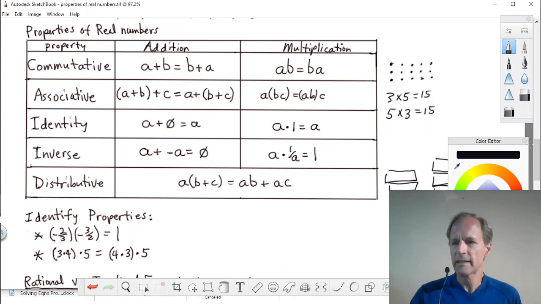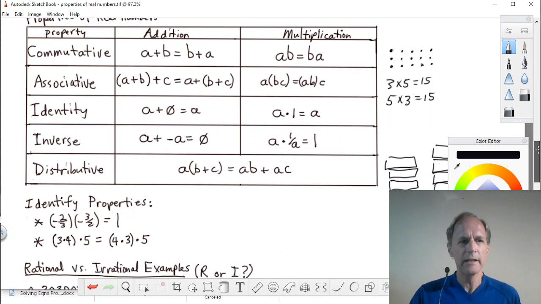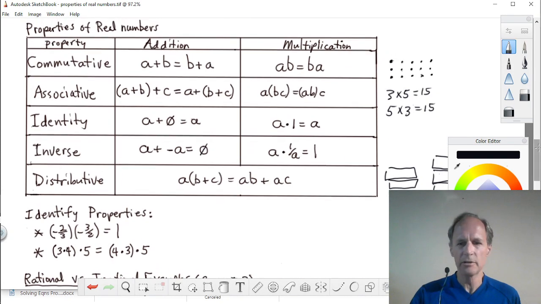So look at these examples, and I'll leave the properties on there while we look at them. Which property is represented by this first one? Negative 2/3 times negative 3/2 equals 1. Which property is that? That is the inverse property of multiplication.